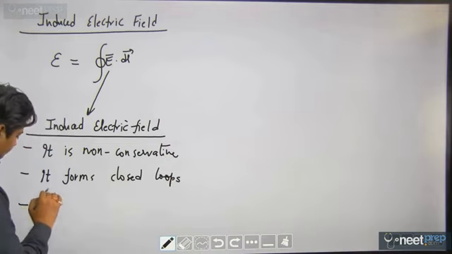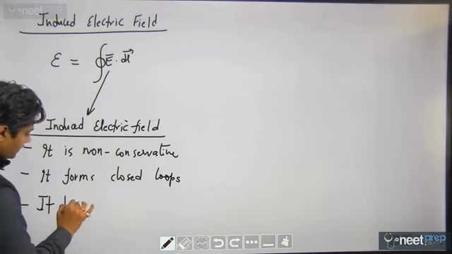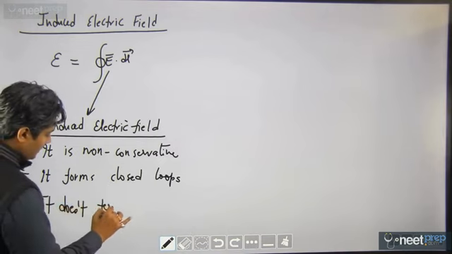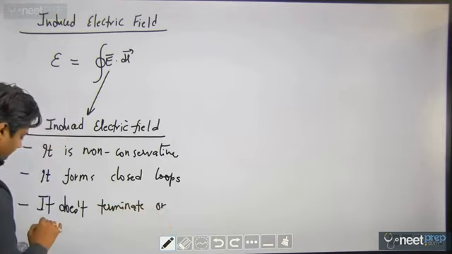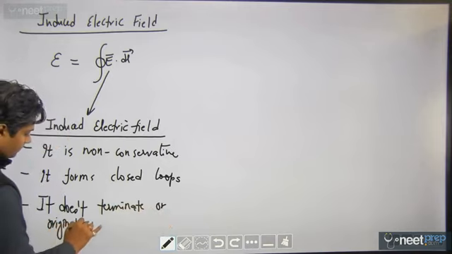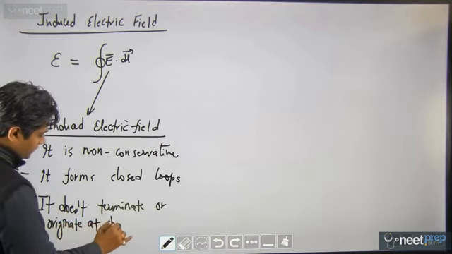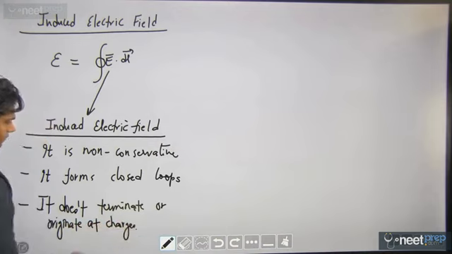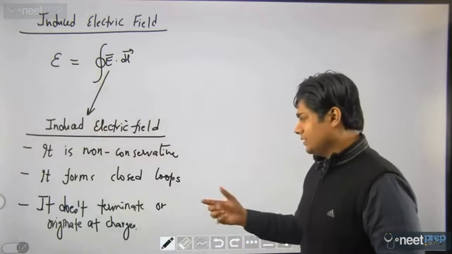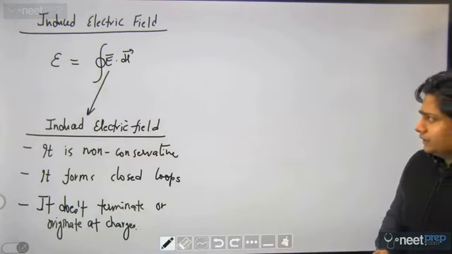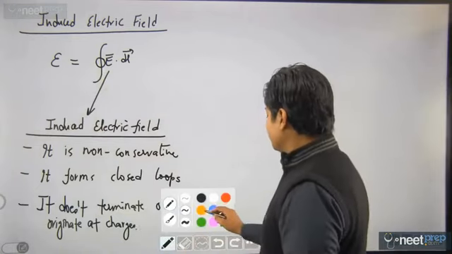And it doesn't terminate or originate at charge. So this is a unique electric field which is non-conservative in nature and does not terminate or originate at the charge. So basically we can also determine its value.